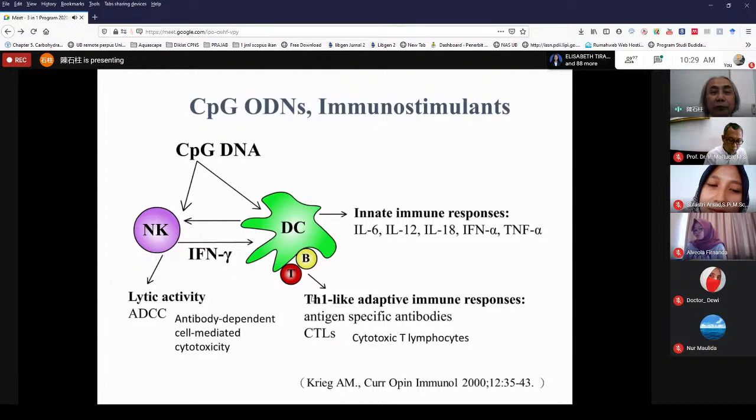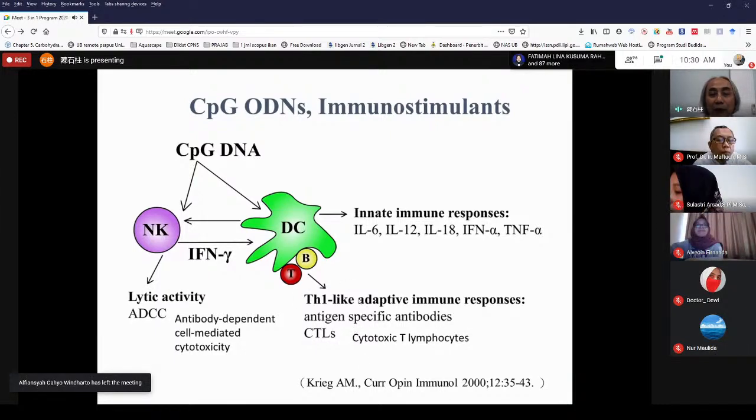As you know, we divide the immune response into Th1 and Th2. Th2 means producing antibody. Th1 is the adaptive immune response that enhances cell phagocytic or killing activity. So we divide it into two parts. One is humoral immunity, and the other we call the cellular immune response.